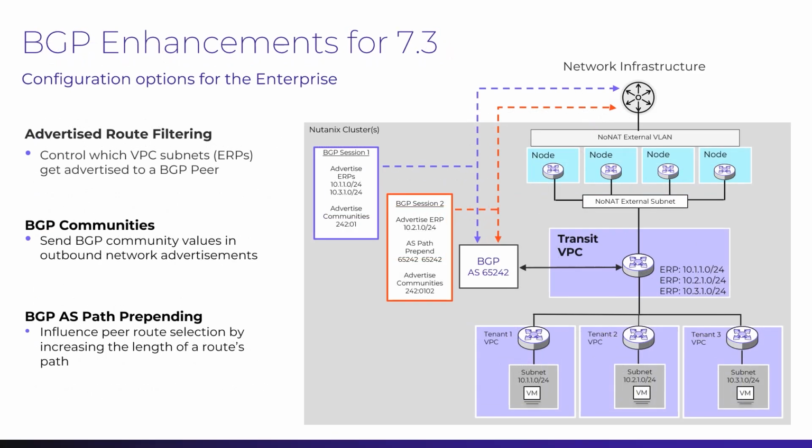In this release, there are 3 new BGP enhancements for Flow Virtual Networking, adding support for some of the advanced BGP attributes our customers have asked for. These features provide more control and flexibility to how VPC networks are advertised using BGP, ultimately enabling customers to integrate BGP into more complex network architectures that are often found in enterprise multi-cluster environments and in use cases like disaster recovery. Let's look at each of these features in a little bit more detail.